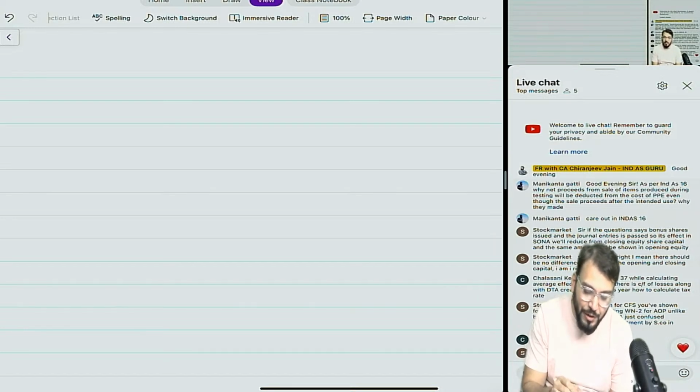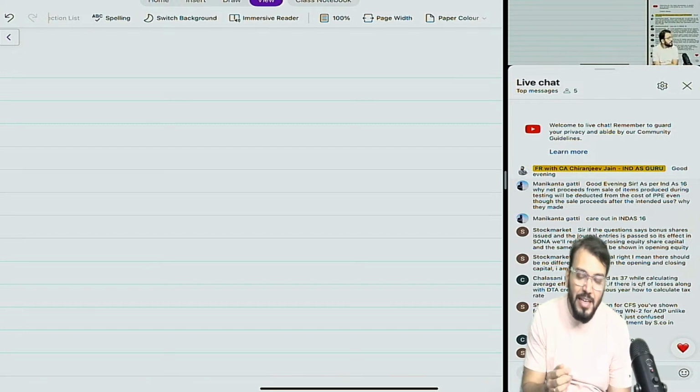So let us take the first doubt of Manikanta. Good evening Manikanta. How are you? As per Ind AS 16, why will the net profit from the sale of items produced during testing be deducted from the cost of PPE, even though the sale happens before the intended use? Why did they make a carve out in Ind AS 16?